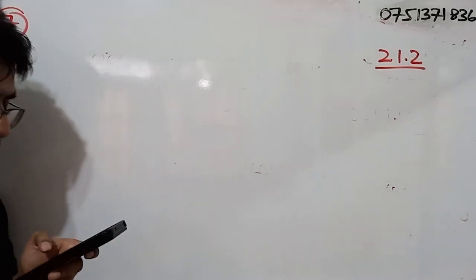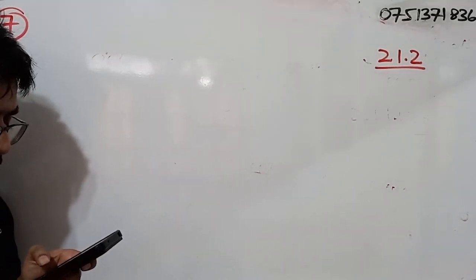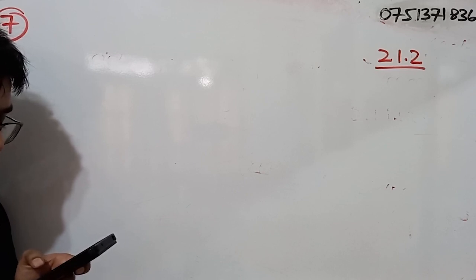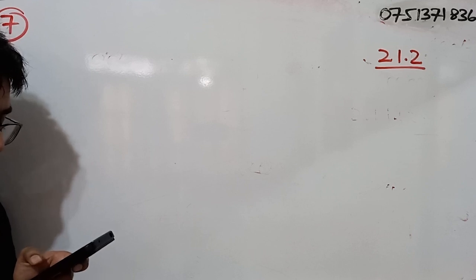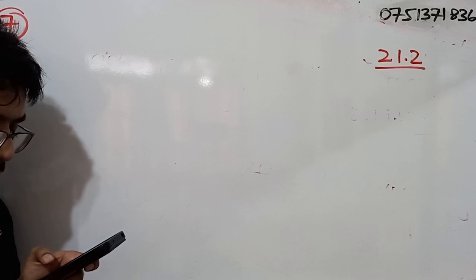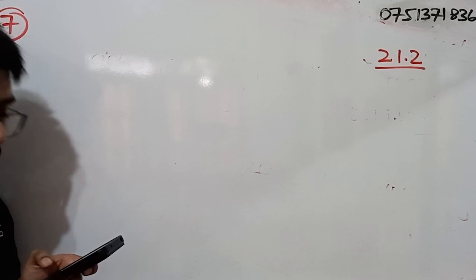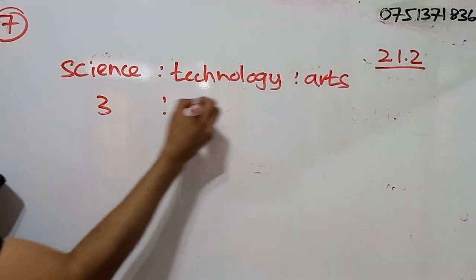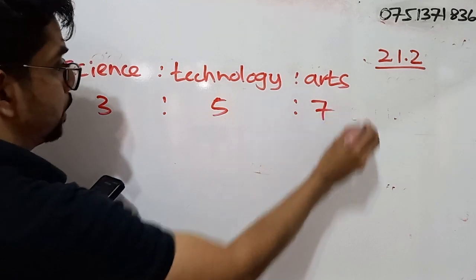Okay, question number 7. The ratio of the high school students enrolled in the science, technology and art streams in a school is 3 to 5 to 7. If the total number of high school students in the school is 600, how many students are enrolled in the art stream? So what is the ratio? 3 to 5 to 7.